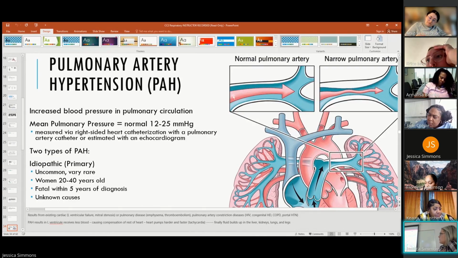There's two types of pulmonary artery hypertension. There's idiopathic, which is uncommon, very rare. It affects more women 20 to 40 years old, fatal within 5 years of diagnosis, and there's unknown causes.